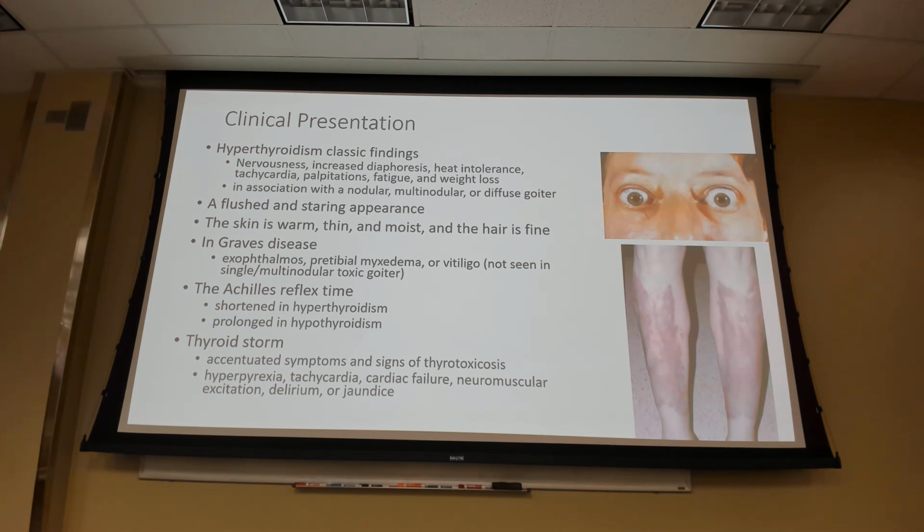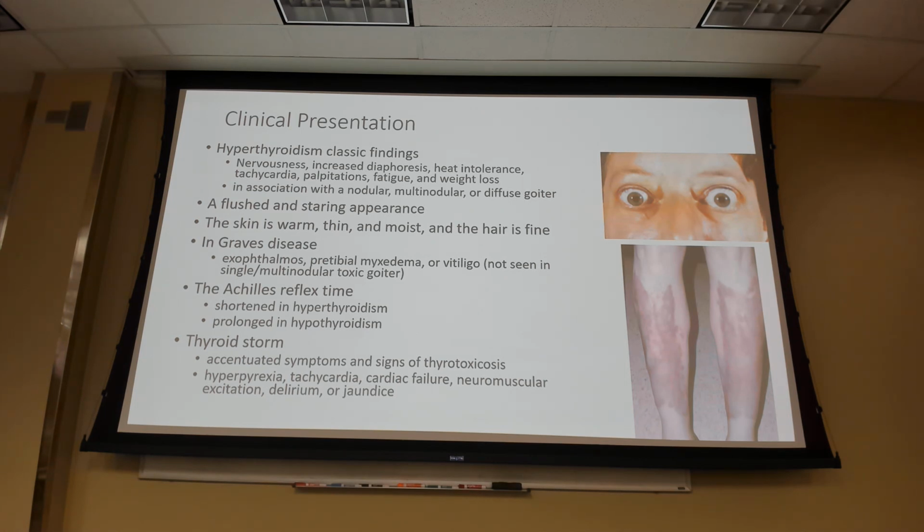But they can have nervousness, they'll complain of diaphoresis, heat intolerance, tachycardia, palpitations, fatigue, weight loss. And then typically they'll have some sort of nodular, multinodular, or diffuse goiter. So it's important we do a good physical exam. Sometimes this may be their presenting symptoms and they haven't been treated for it yet, but they'll have warm, typically moist skin. They'll have thinning of the hair. They can also have vitiligo as well. In Graves' disease, we get that exophthalmos, those big eyes, and they can have pretibial myxedema.